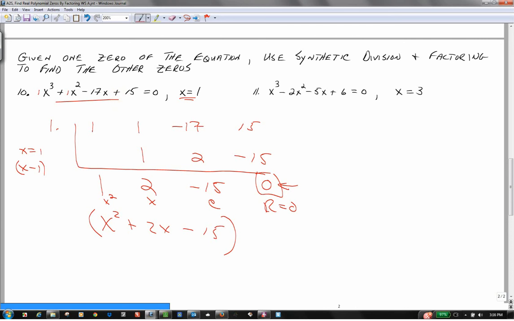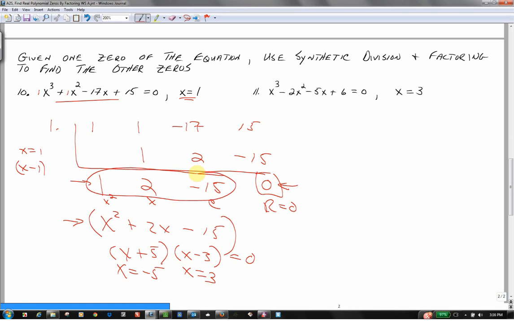So now all I have to do is factor what I have left from the synthetic division, and I would have the zeros. So this would be x plus 5, x minus 3 equal to 0, x is equal to negative 5, x is equal to 3. So what I did is because I knew one of my zeros, I was able to use it with synthetic division, and I was able to come up with the squared factor at the end that was a perfect factor, and if I factor it, I get my zeros.